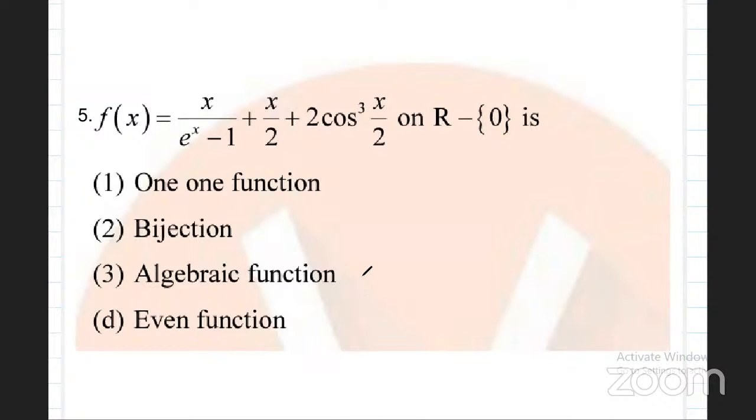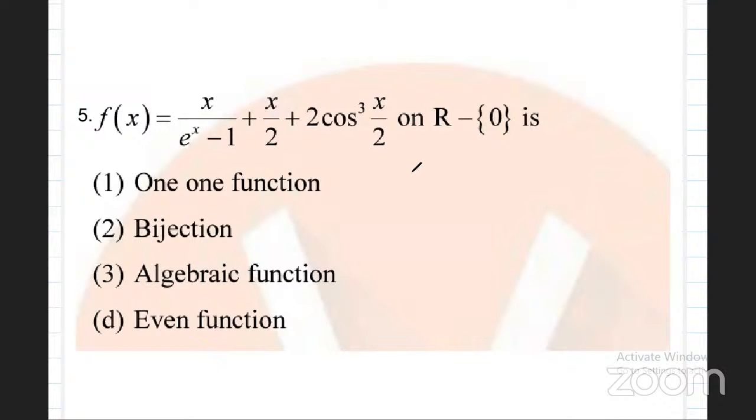Is it an even function? In order to say bijective, it has to be both one-one and onto. Algebraic means I do not know what this is, why they give it. So how do we start? Shall we go option by option? Checking for one-one, how do we check?